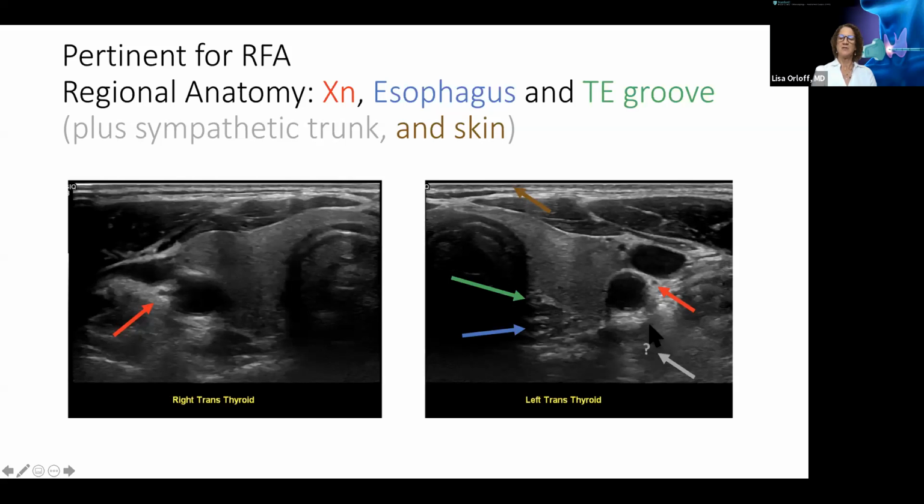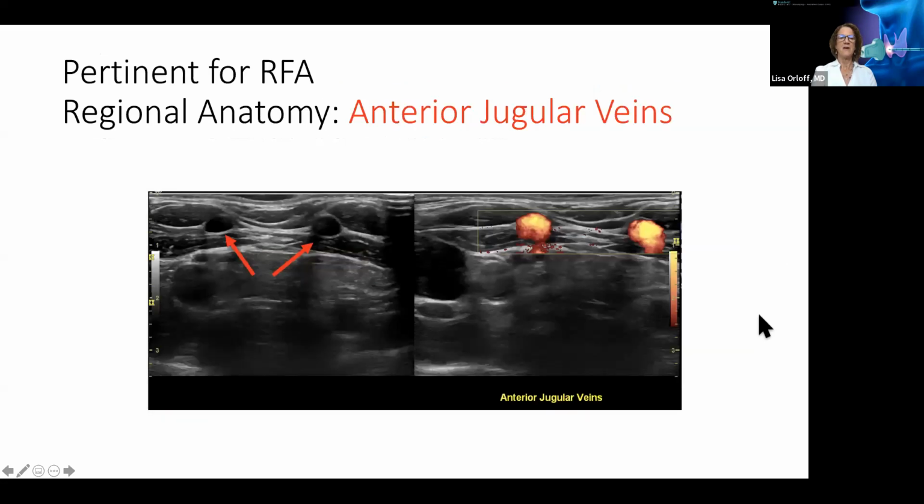But then there's also the sympathetic trunk, which is usually not seen posterior to the carotid artery, and even the relationship to the skin at the superficial aspect, which, when nodules are expanded and tense, can be very close to the skin, and one needs to keep in mind the risk of skin burn with RFA.